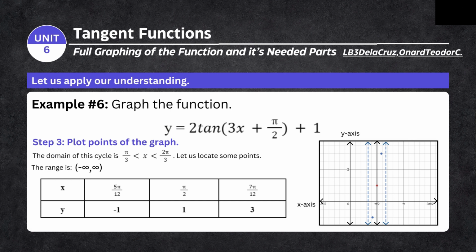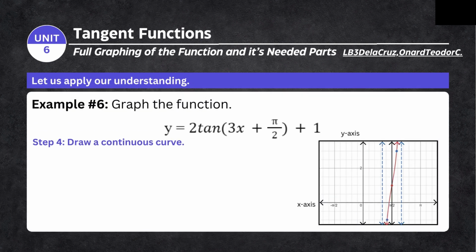Step 3 is to plot the points of the graph. The domain of this cycle is pi over 3 less than x less than 2 pi over 3. The range of this function is simply all real numbers. Let us locate some points. To make the table of values, we simply plug in values of x that are greater than pi over 3 and less than 2 pi over 3. I chose the values 5 pi over 12, pi over 2, and 7 pi over 12. The resulting y values will be negative 1, 1, and 3.